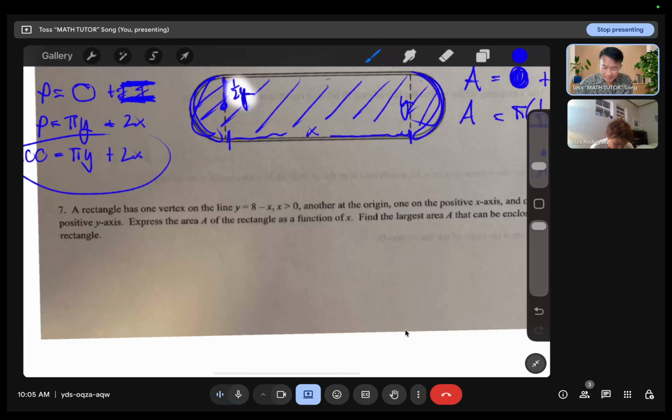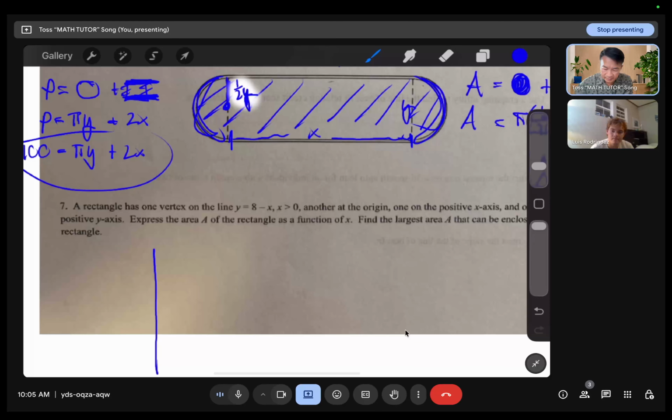Oh, here, let me do this one. I think this is the one that I was telling you earlier. Here we go, dude. Here we go. Number 7.